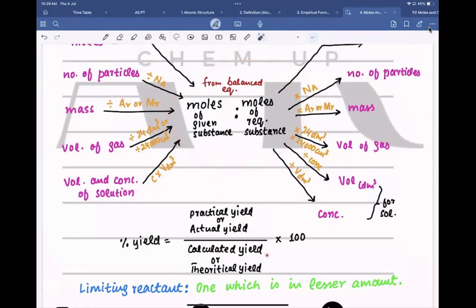After calculating it, we put it in the denominator. The practical yield must be in the numerator, and then multiply by 100 to get the percentage yield. Is this clear? Yes, sir.